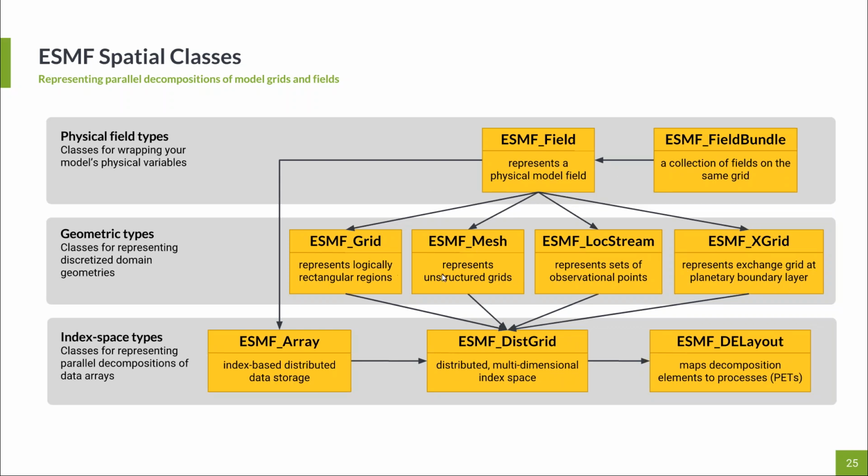And then when you've defined the geometric type, at the top, there's the field class, which is a representation of a physical field in a model. Okay, and so because this field is connected to the grid or the mesh, we're able to pull out the coordinates associated with each of the physical fields to do the remapping.